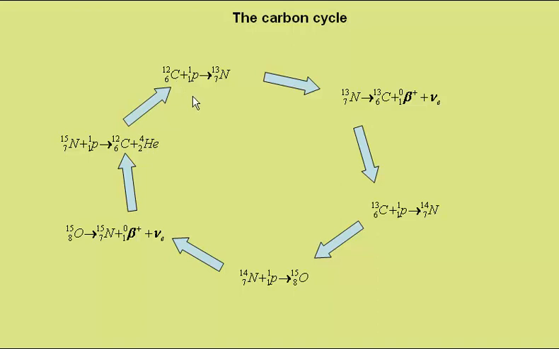So what we've done here is brought 1, 2, 3, 4 protons together. 2 beta plus decays have turned 2 of the protons into neutrons, and we've produced a helium-4.